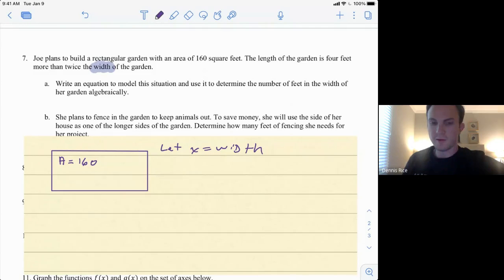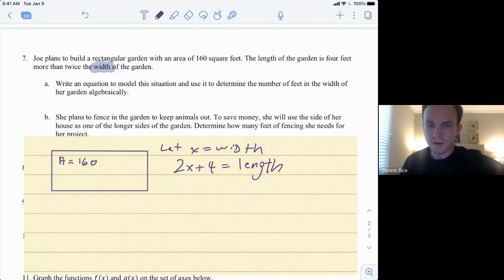Now, can anyone write an expression to represent the length? And don't say Y. So using X, what would the length be? Good, Kira. 2X plus 4. Again, the trick here, because if you don't follow this, it can be confusing: whatever comes last is your normal variable. Everyone know what I mean when I say normal variable? And then the other one is going to be in terms of that. 4 plus 2X, yeah, same thing.